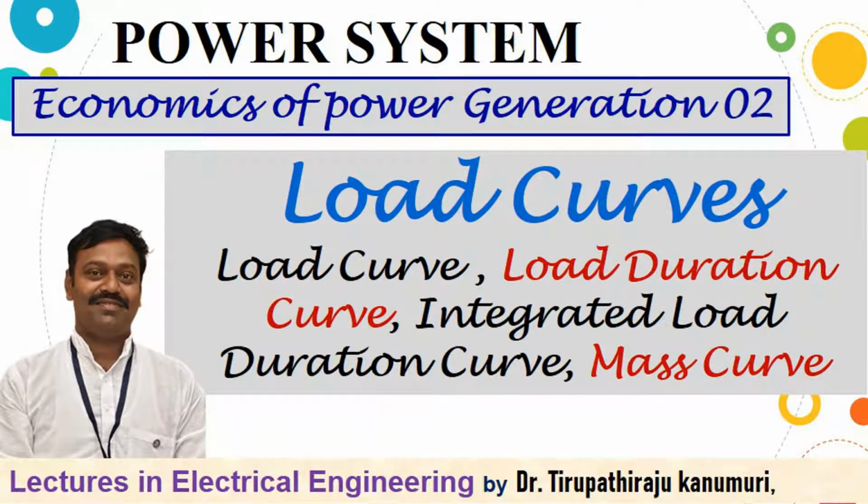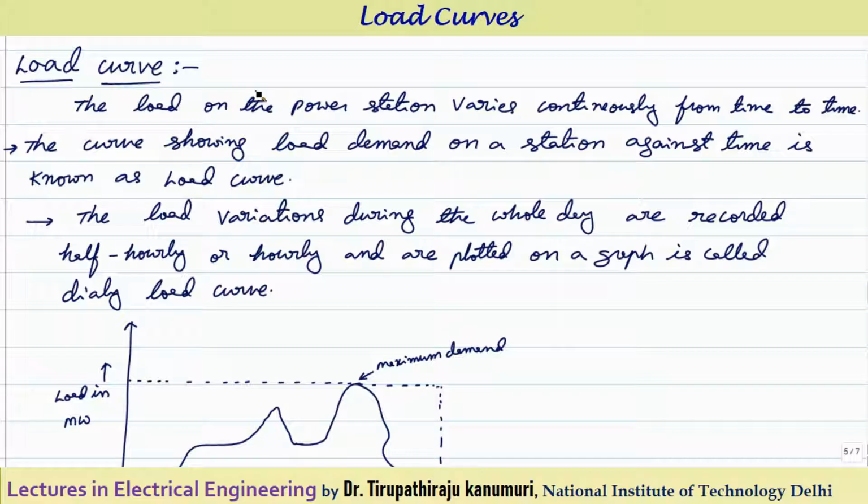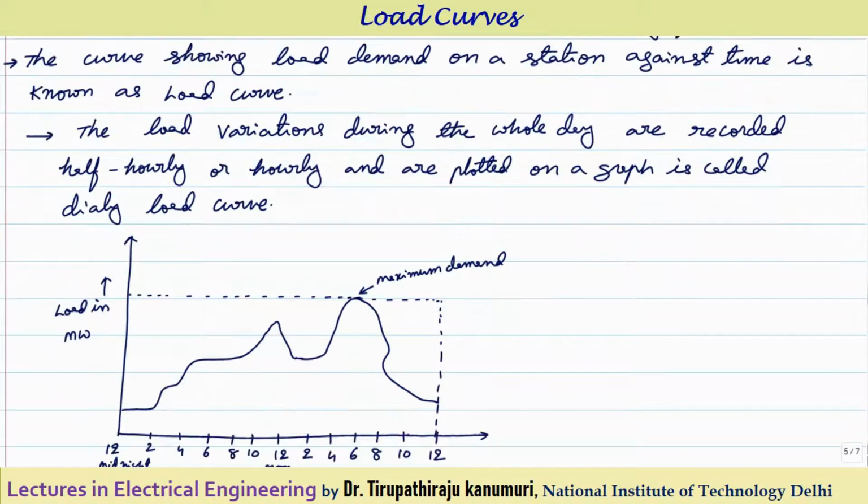Hi all, today we are going to discuss different curves that are used to calculate the economics of power generation. So first I am starting with the load curve. The load on the power station, we know, continuously varies from time to time. That's why the curve showing the load demand on the station versus the time is known as the load curve.